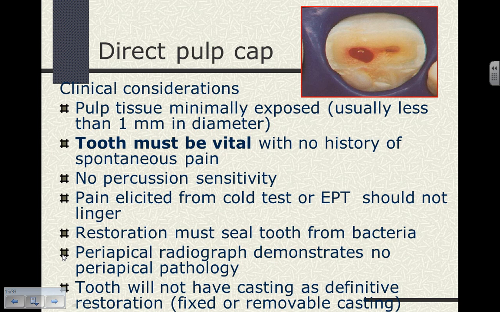The tooth must have been asymptomatic, and the tooth won't have a casting, whether it be a crown or part of a removable partial denture. If the tooth is getting an indirect restoration or casting, then we need to do the endodontic procedure.